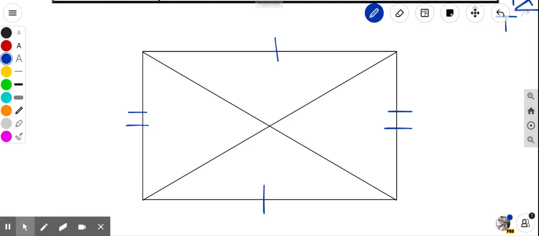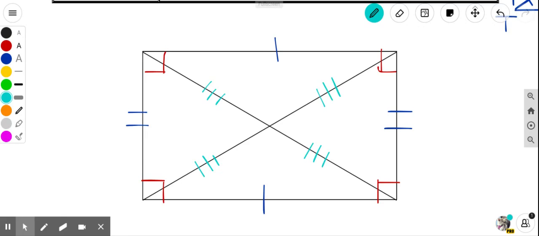Then we learned that it has 4 right angles, so in all 4 corners, we can label those as right angles. We also just learned that the diagonals are congruent and they bisect each other, so that would make all 4 of these little pieces equal. I'm going to put 3 tick marks on those.